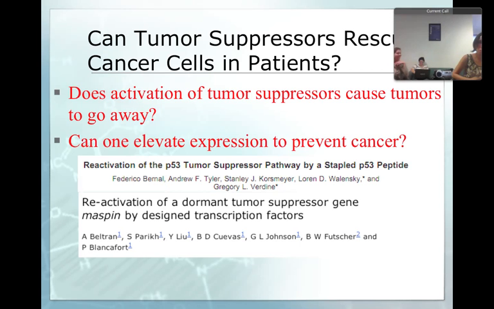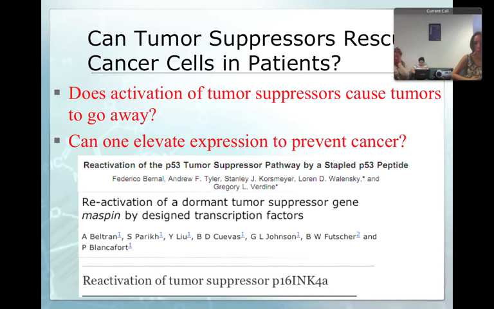So people are trying to turn these genes on, right? So here's just a couple different examples. They're trying to turn on the p53 pathway, MASPIN, p16 INK4A, which is, by the way, the other protein that comes out of ARF. ARF and INK4A are the two proteins that come out. Remember I said there's two that come out of the same gene? You can forget that immediately, but it's p16.